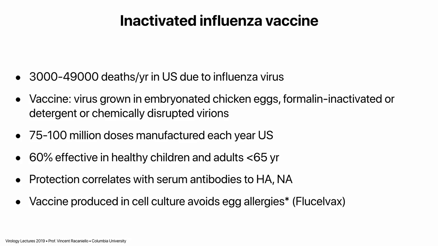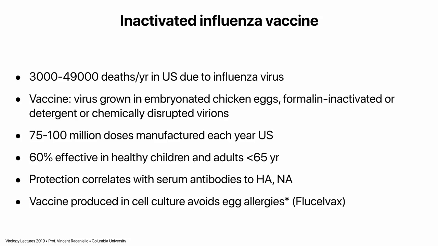The main one is grown in embryonated chicken eggs, and then it's formalin inactivated or disrupted and injected into you. We make a lot of doses every year in the U.S. It's only about 60% effective. It's not a good number. We'd like to have it higher, and people are working on this. People say to me all the time, I don't get flu vaccine because it doesn't work. Well, it does work, it's just not great, but it will still make you less sick than if you didn't have flu vaccine. And you know what? It could save your life too. So there's no reason not to get it.